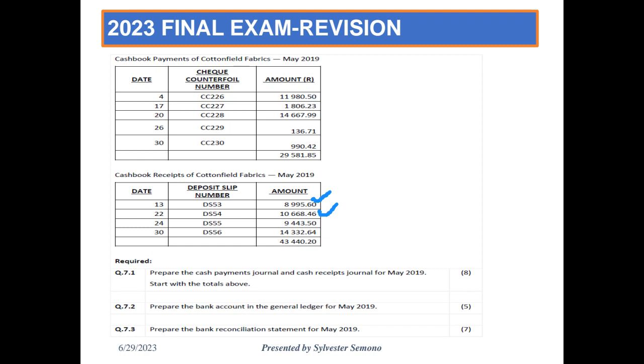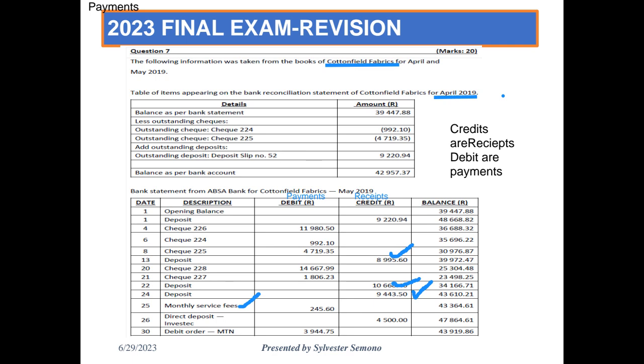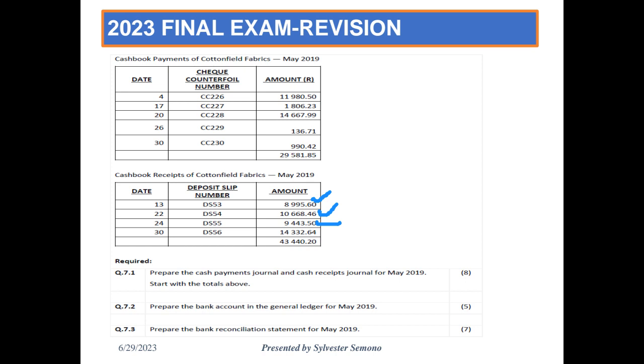What about 14332? 14332. Do you see it? No. It's not there. So that's the one that is missing here. So this one is the one that we're looking for. That will be our outstanding deposit. I hope you understand how we do that.